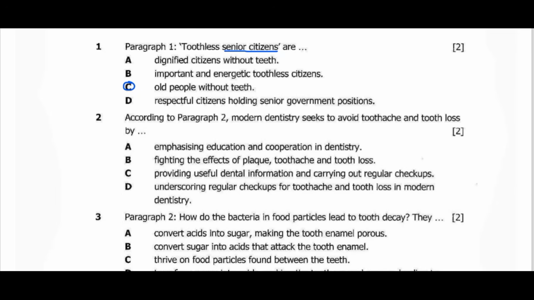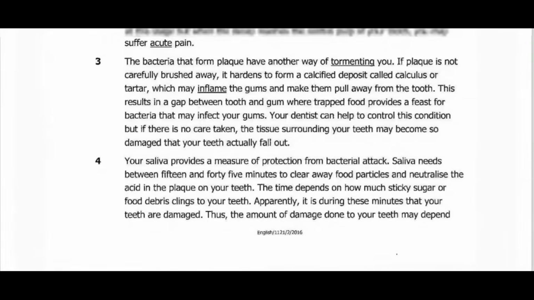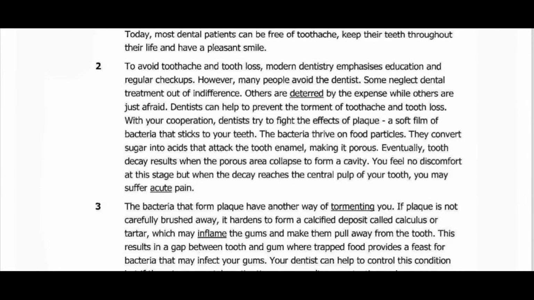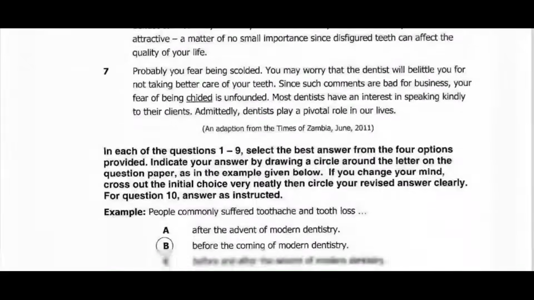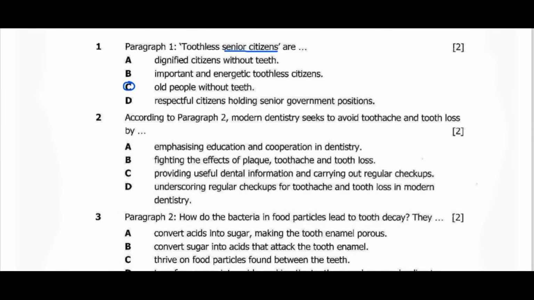Now, according to paragraph 2, modern dentistry seeks to avoid toothache and tooth loss by. Then let's go back to paragraph 2 so that we can have another understanding. To avoid toothache and tooth loss, modern dentistry emphasizes education. So here we have education and regular checkups. However, many people avoid the dentist. Some neglect dental treatment out of indifference. So the whole thing is about regular checkups and education. That is one of the ways in which we can avoid such a scenario.